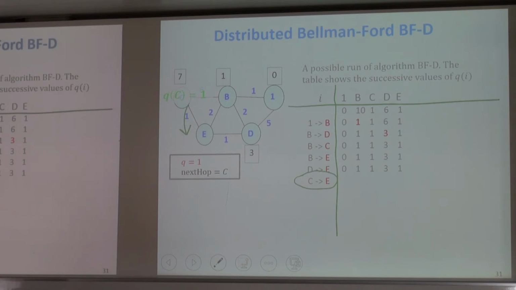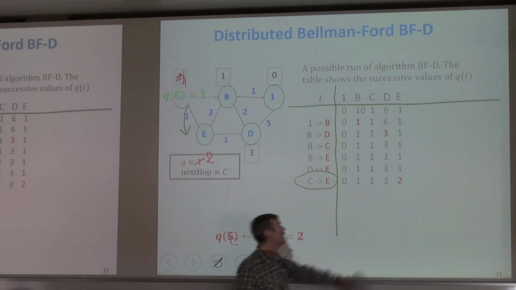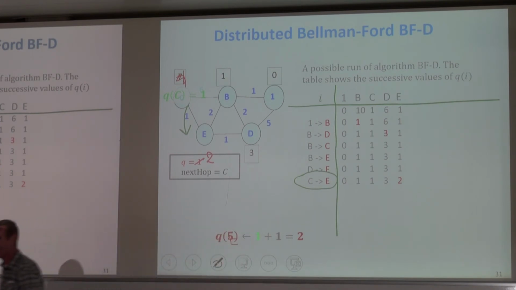It should be 1 here, not 7. So E received this message from C, and C is the next hop. So E will do the update and adopt it because it comes from the next hop. I will say my cost to the final destination is 2. No discussion. Here is the change of state for the array of all the estimates. Node E has changed its opinion by receiving this message from C.